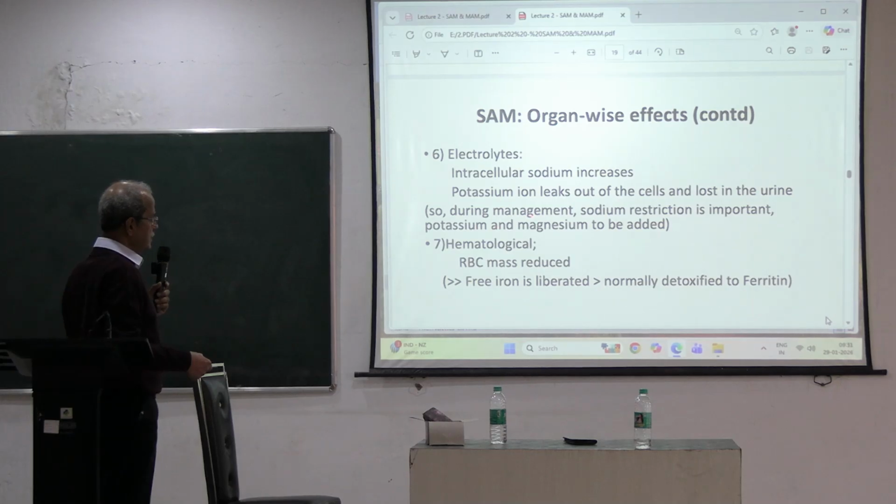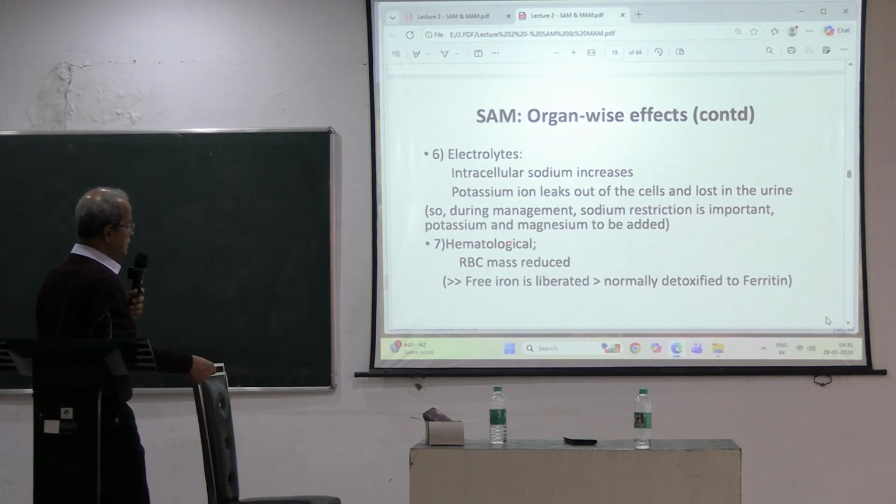So during management, as I have said, sodium restriction is important. In case of diarrhea, you have to give half-strength ORS, half sodium ORS, and potassium and magnesium are to be added to the ORS. That is exactly what is done in cases of diarrhea in severely malnourished children.